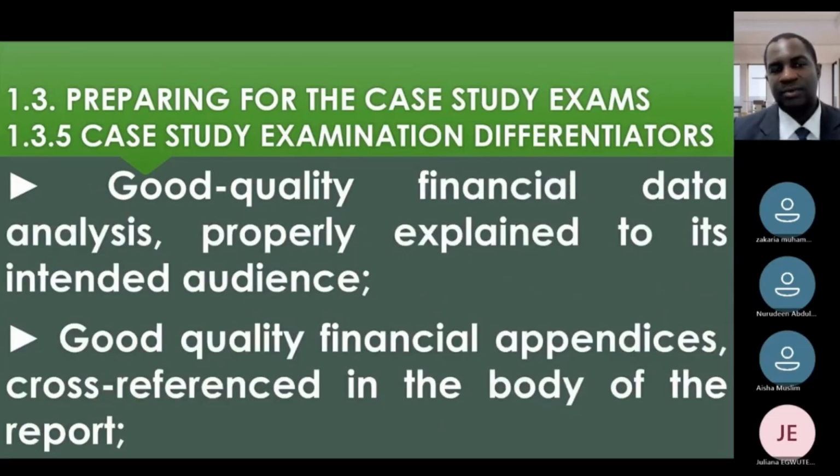So the next point is good quality financial data analysis, properly explained to the intended audience, and quality financial appendices cross-referenced in the body of the report. As you've done your calculations, you should be able to reference them by saying see appendix 1, see appendix 2, see appendix 3, like that. We'll be looking at that as we get to the point where it's necessary.